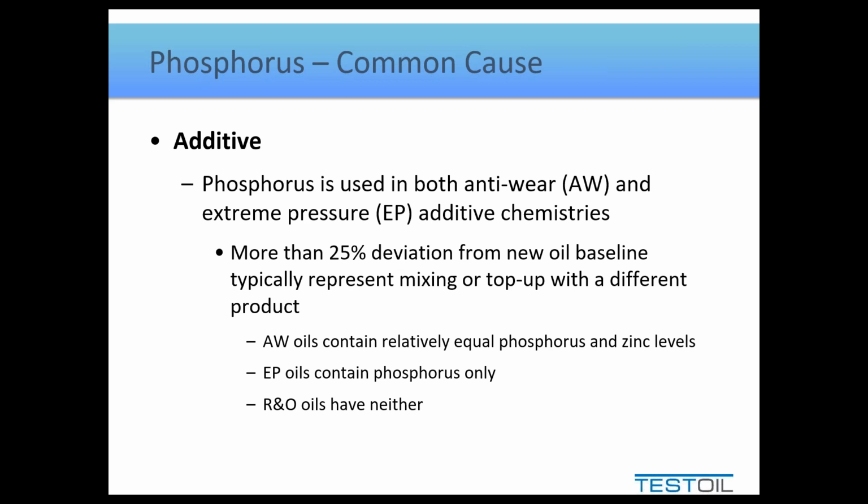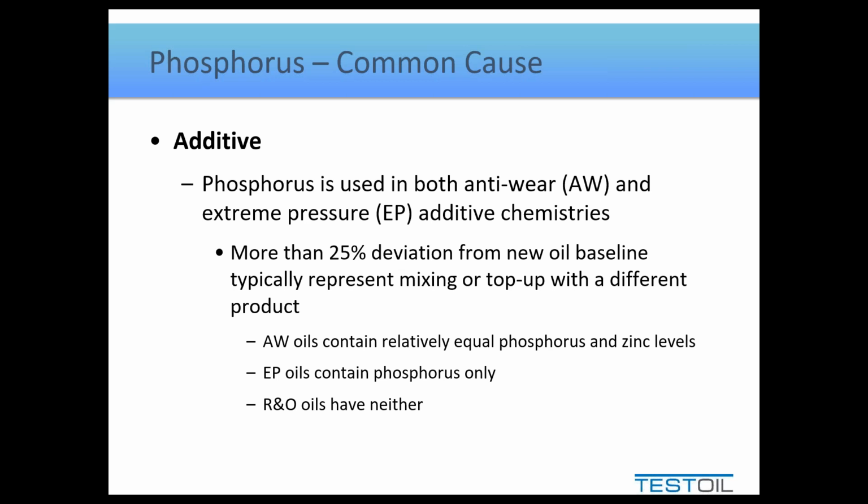But if somebody says it's an R&O oil, the type of additives that are used in R&O oils typically don't show up in oil analysis. So it appears like there's nothing. You have no phosphorus, you have no zinc, typically very, very little, if not no calcium as well.